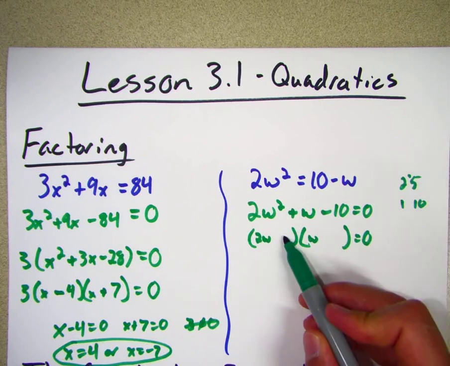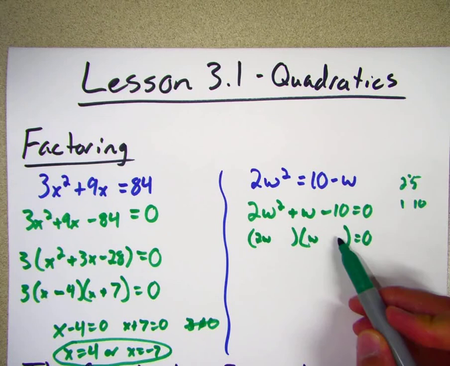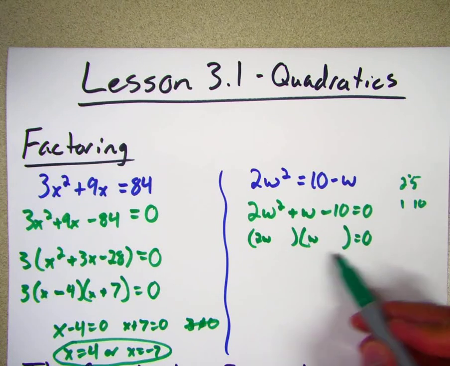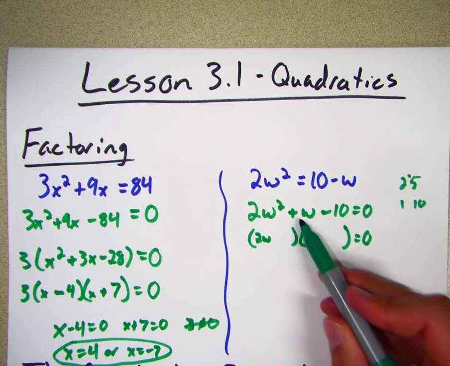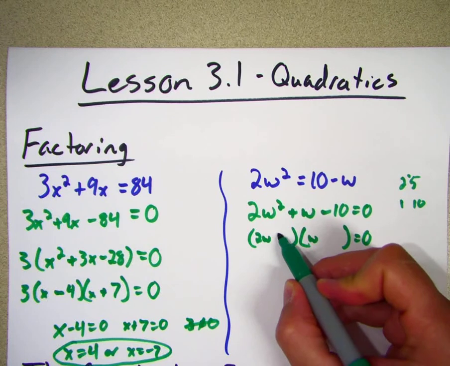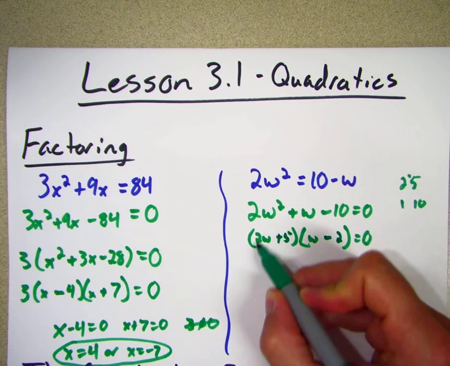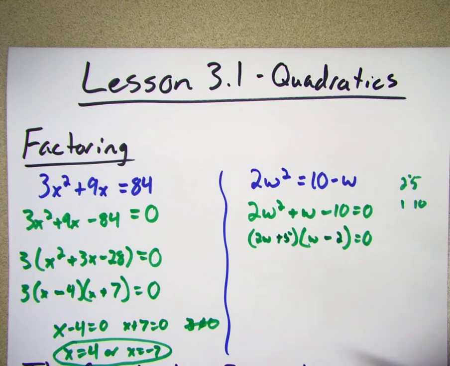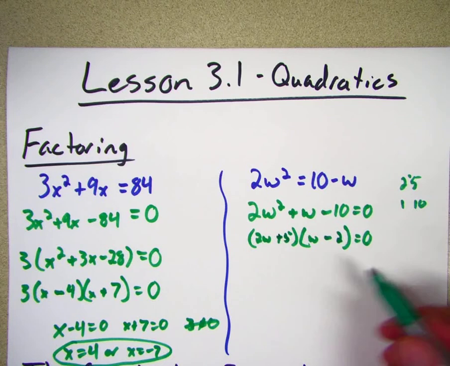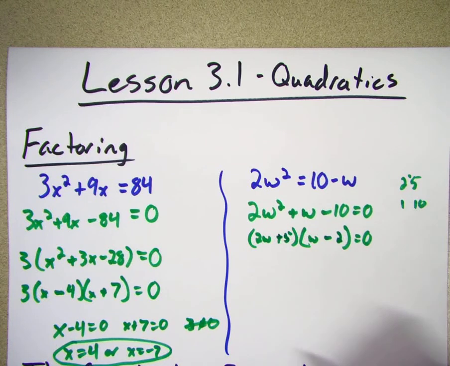If the 5 goes here, I have a 5w, and then 2 times 2w would be 4w. Oh yeah, there's a way to make a positive w out of that. I would want the 5w to be positive, and the 4w to be negative. And so that's just a quick guess and check of how you might do that. Now, after that point, you're just going to set those factors equal to 0.